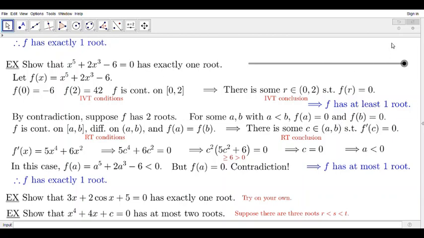And with Rolle's theorem, I realize I haven't really talked yet about the mean value theorem. That's going to be the next video.